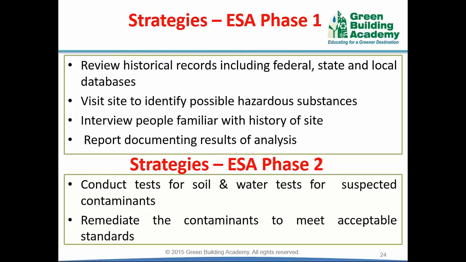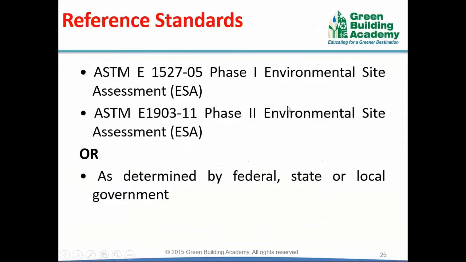Basically, we are talking about the contaminants in the soil, not in the building structure. You might be working on a renovation project and you have a building at hand, but for ESA, we are talking about the contaminants in the soil. Just like brownfield sites, we are talking about contaminants in the soil. The contaminants in the building are not addressed in this prerequisite. That will be addressed in the Materials and Resources category. So for this prerequisite, it is the soil and the water, the underground water, the water table, that has to be tested, and remediation has to take place before the development to the acceptable standards, federal, state, or local.